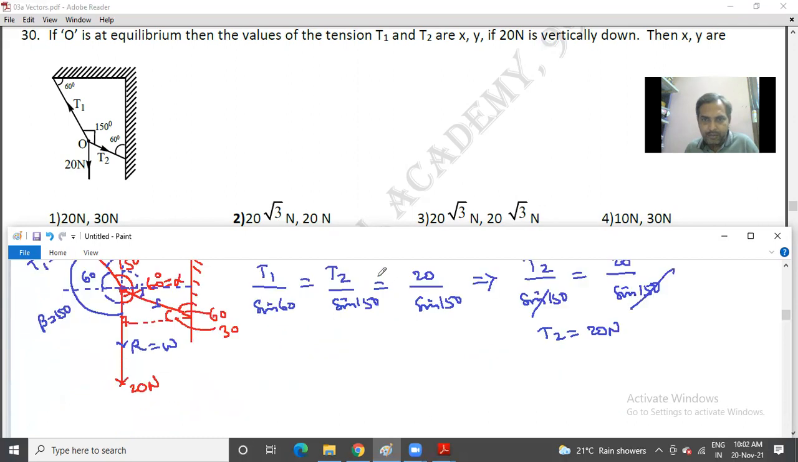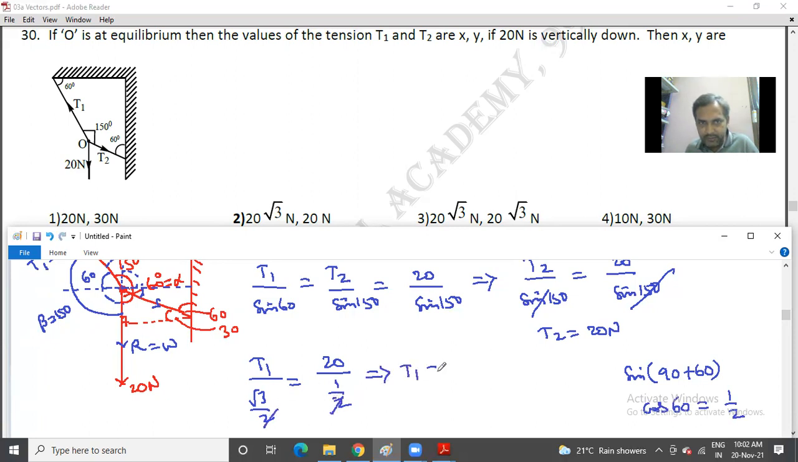So this is finished. Then coming to T1. T1 by sine 60, which is root 3 by 2, equals T2, which is 20 newtons, by sine 150. Sine 150 means sine of 90 plus 60, which is sine 90 cos 60 plus cos 90 sine 60. The second part does not exist, so it will be cos 60 only. So it will be 1 by 2. So the 2 and 2 get cancelled. So here you will get T1 is equal to 20 root 3 newtons. T1 is 20 root 3 newtons and T2 is 20 newtons. So the second option is correct.